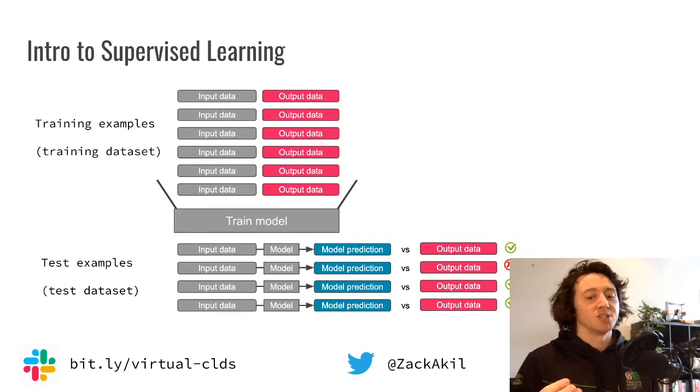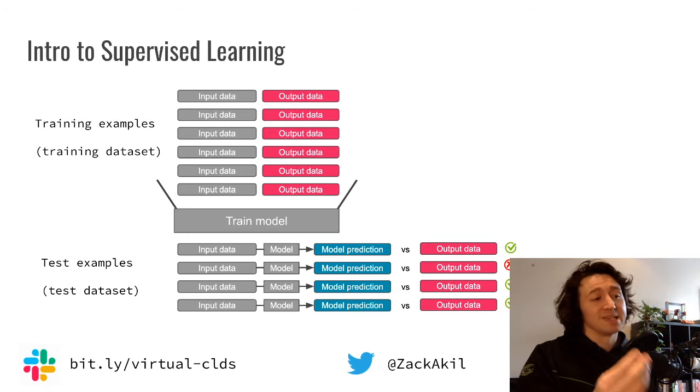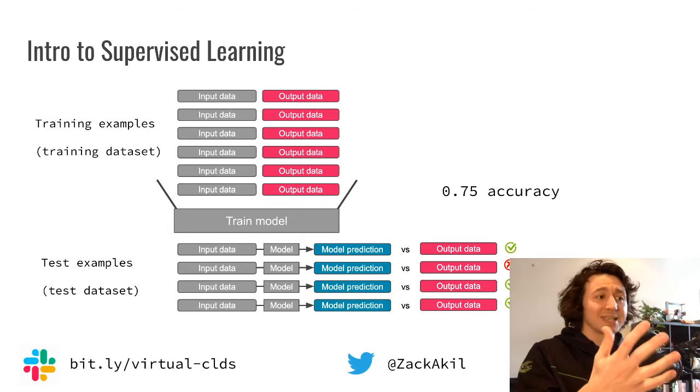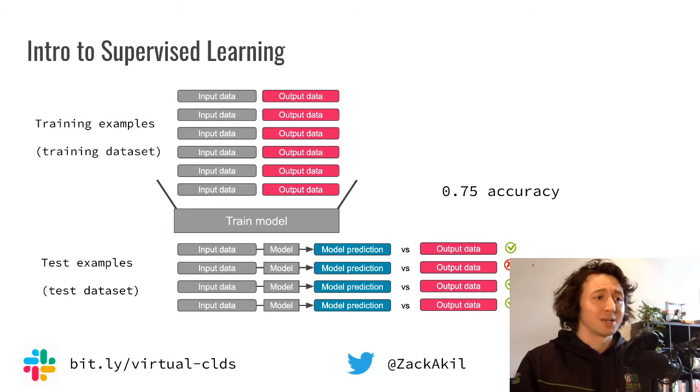So this is really key because this is what we're going to be using a lot later on when we're talking about misclassifications. We're going to be using test data to work out how well our model is doing. So in this case, we can see our model gets about 3/4 of the answers correct. So we can say it's about 75% accuracy.